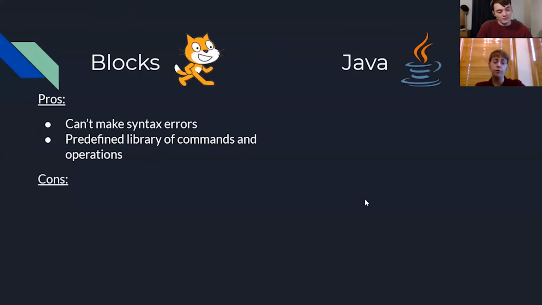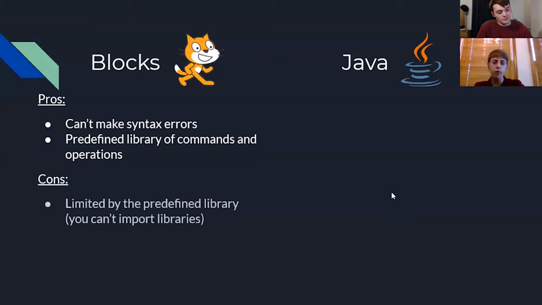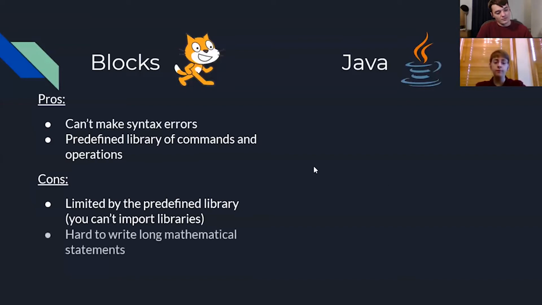So there are also cons with using blocks, one of which is that you are actually limited by that predefined library. So it's kind of a pro in that you have access to everything that blocks can do already, but if there's something you need that blocks can't do, you won't be able to get it because you can't import external libraries. It's also very hard to write long mathematical statements. They're complicated, they are confusing, both to write and to read, and it's just a lot simpler to do in a text-based language.